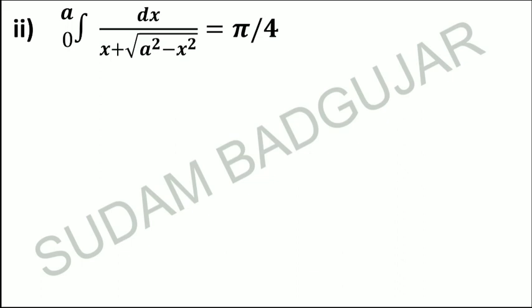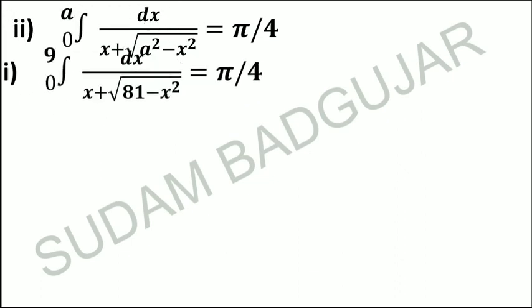How to remember this one? See, the general form is the integration of dx upon x plus under root of a square minus x square, from 0 to a. The denominator is a sum of two terms. The second term is under root of a square minus x square, the root of a difference of perfect squares: a constant square minus a variable square, and the upper limit is a. And the numerator is always 1. At that time you can write the direct answer pi by 4. Within 2 seconds you will get pi by 4.